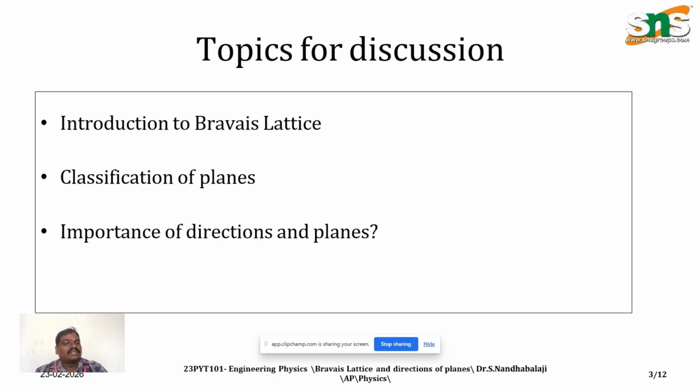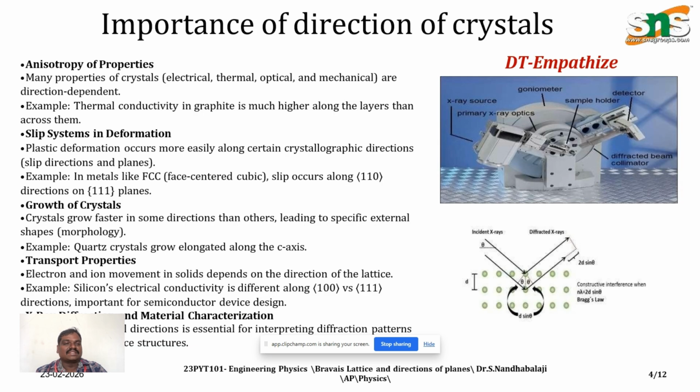In this topic, we discuss the introduction of the Bravais lattice, the classification of planes, and the importance of directions and planes. First of all, the importance of directions in crystals: anisotropy of properties. Many properties of a crystal, such as electrical, thermal, optical, and mechanical, are direction dependent. For example, thermal conductivity in graphite is much higher along the layers than across them.